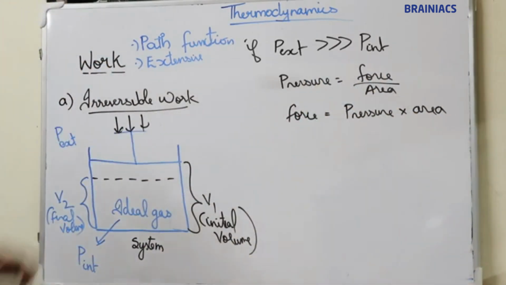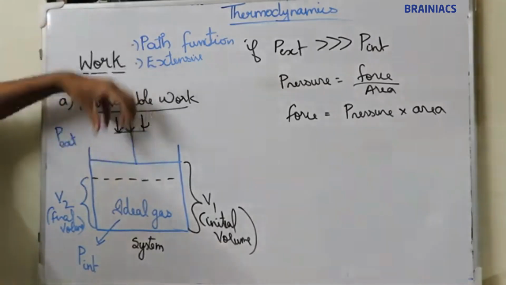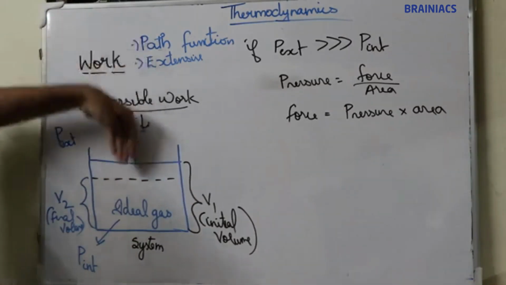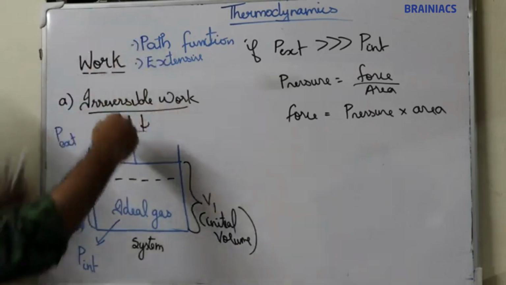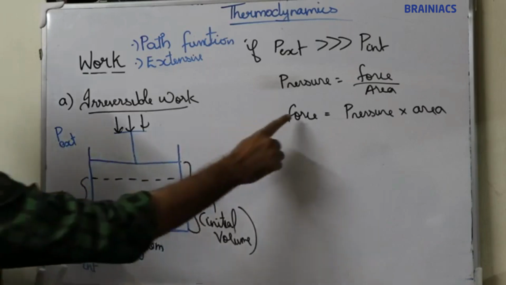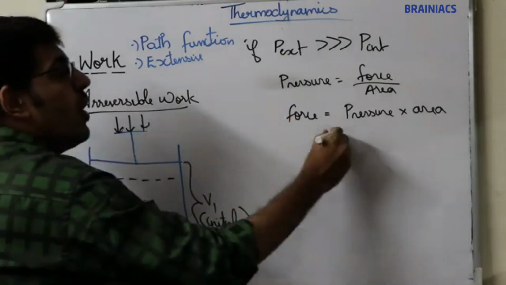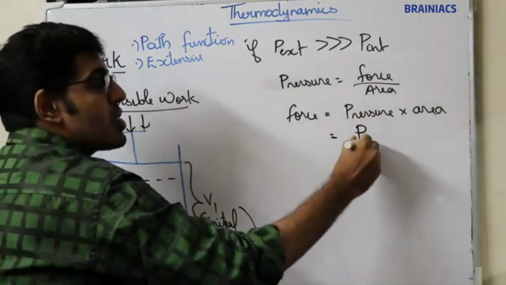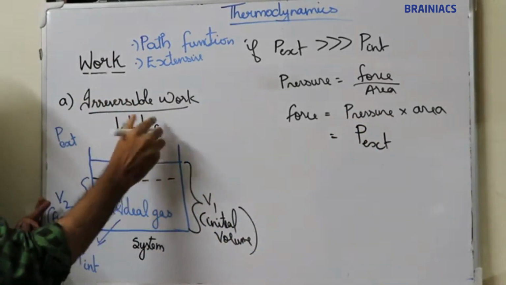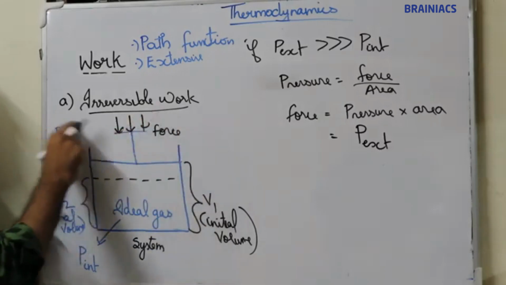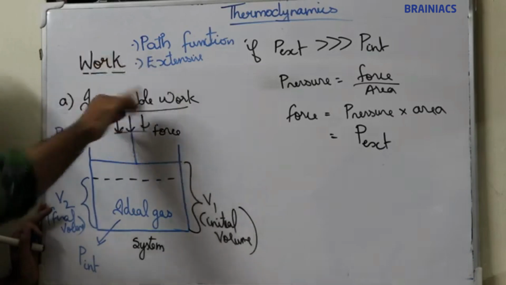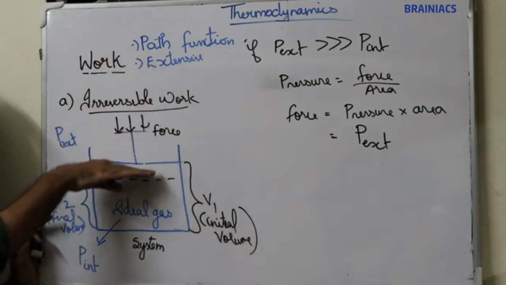Now, due to external pressure, this piston is moving downwards. So due to external pressure, a force is applied here. This external pressure is inducing a force, and this force develops due to the external pressure. As a result, this piston moved downwards.